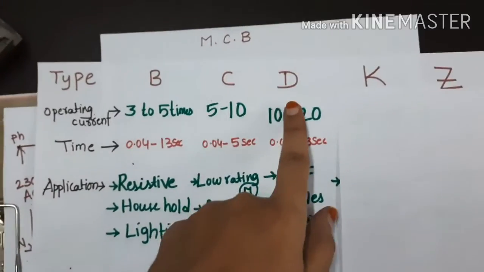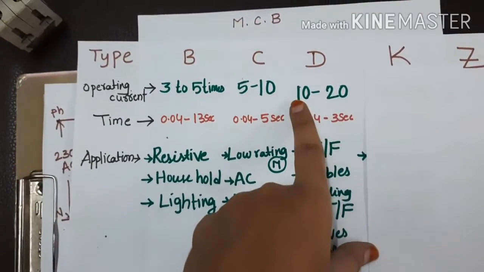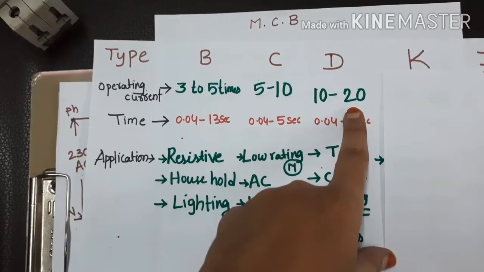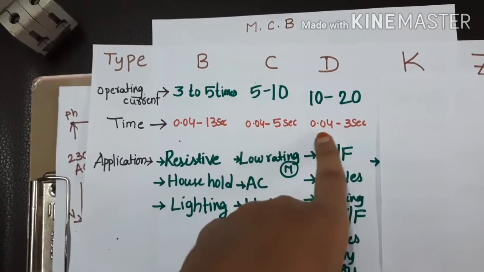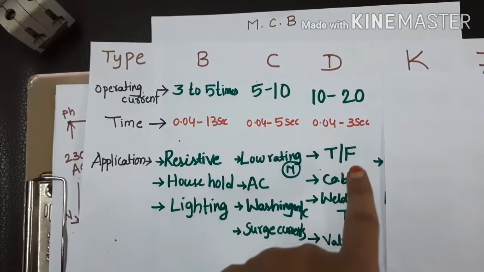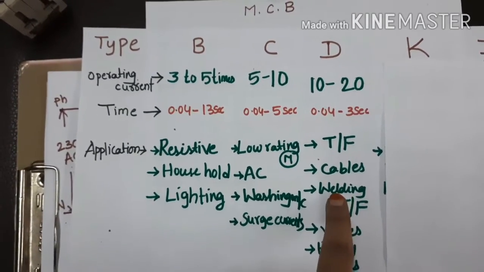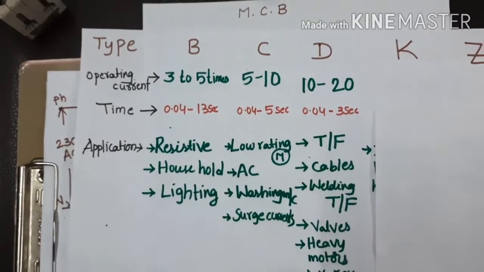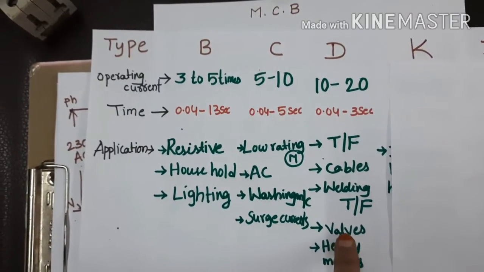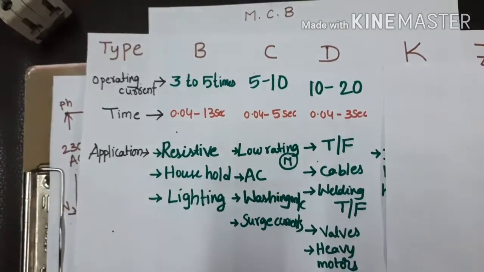Now let's see the type D MCB. The operating current is 10 to 20 times the nominal current. Operating time is 0.04 to 3 seconds. This is used for heavy motors, welding transformers, cables, transformers and heavy solenoid valves.